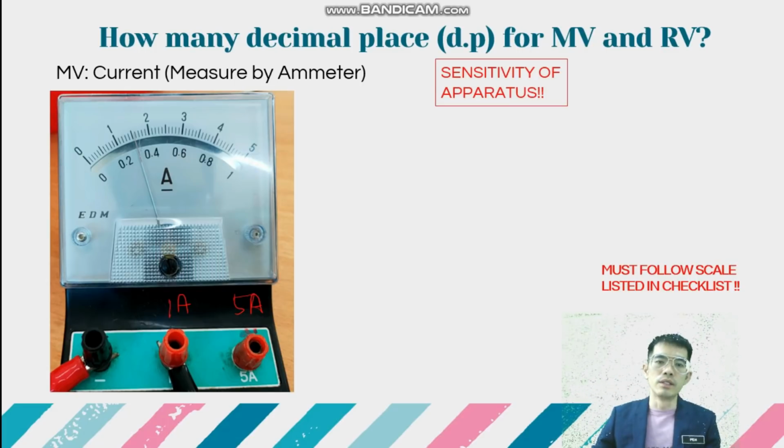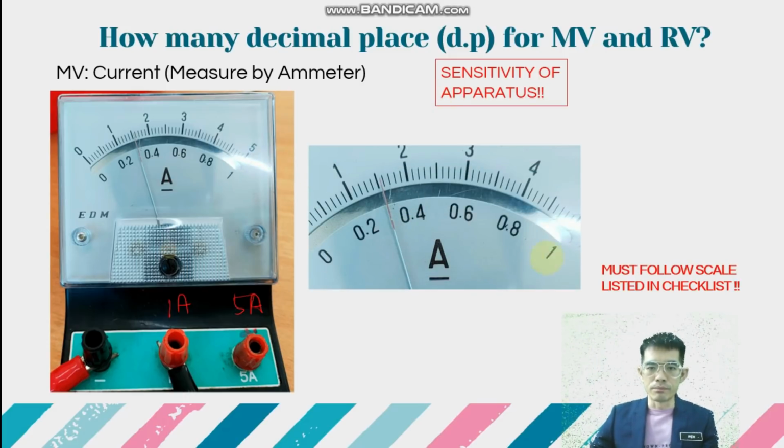In this question, the checklist already mentioned that we are going to use the ammeter with the 1 ampere scale. That means you are not able to choose the scale with the reading of 5 ampere, so a reading above 1.0 is not accepted. I magnified the reading of the ammeter, so you can see the smaller scale for the 1 ampere scale here.